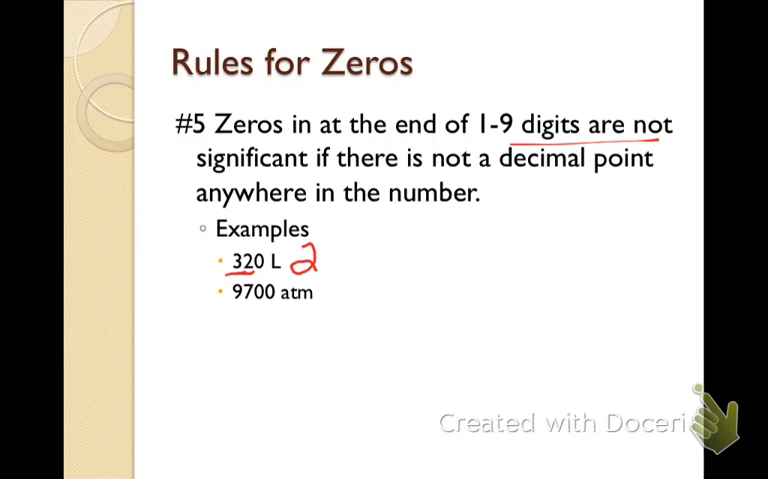The second example, 9,700 ATM. ATM stands for atmosphere, which is pressure. We'll deal with that in Unit 3. The 9 and the 7 are definitely significant, but let's take a look at the zeros. There's no decimal point anywhere in the number, so those are not significant. Again, we're not going to eliminate them. I haven't crossed them out or anything like that. I've just shown that they are not significant in there. So there's 2 sig figs in each of these.